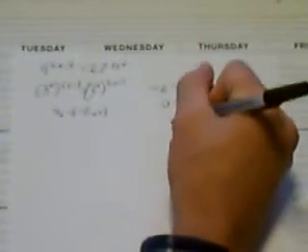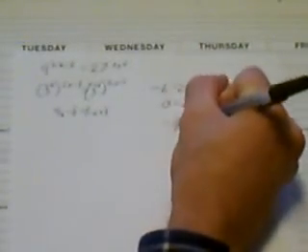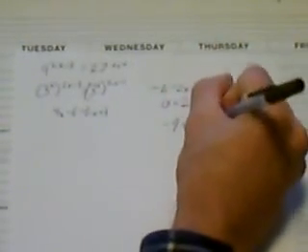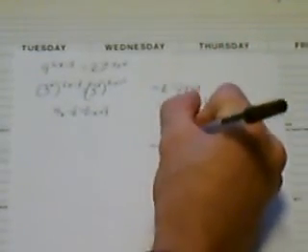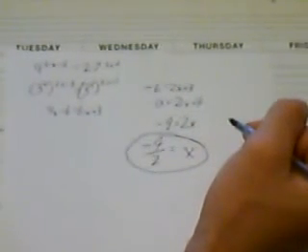Then we're going to subtract 9 from both sides. So you get negative 9 equals 2x. Divide by 2. And you get negative 9 over 2 equals x. And there's your answer.